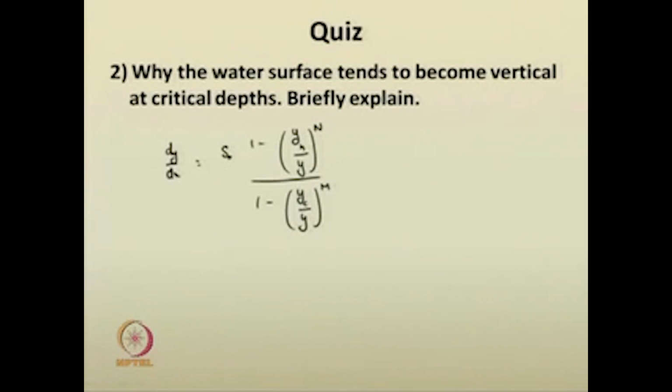So, at critical depth y is equal to yc. So, this quantity dy by dx then tends to infinity. At infinity, dy by dx is equal to infinity means it is a vertical line, dy by dx is equal to 0 means it is a horizontal line. So, that is why the water surface tends to become vertical at critical depths.